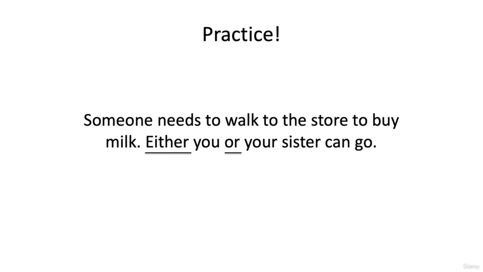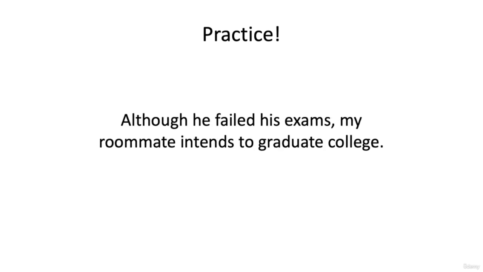Although he failed his exams, my roommate intends to graduate college. The conjunction in this sentence is a subordinator, although. Because although is at the beginning of the sentence, there is a comma after the dependent clause, although he failed his exams.